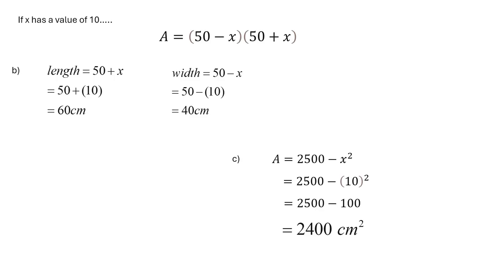We could plug that into an area expression where area is length times width, substituting in our 10 as our value for x and get 2,400 centimeters. We could also have simply multiplied 60 times 40 and we would have been given the same result. At any rate, the area of this desk is 2,400 centimeters squared.